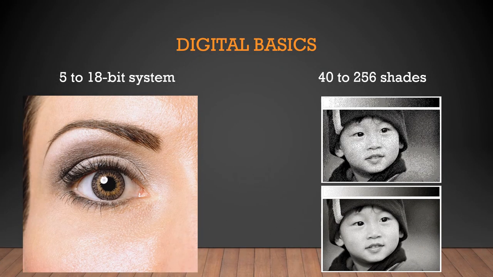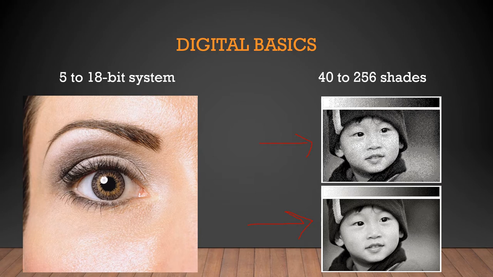Now, here's the difference. Our eye works as a 5 to 8 bit system. So that's how much information we can see when we are looking with our eye. Our eye can see 40 to 256 shades of gray. The picture on top is a 40 shade image, which is a 5 bit system, and the picture on the bottom is an 8-bit system, 256 shades. So as you can see, you lose a lot of pixeling when you're seeing more shades of gray.